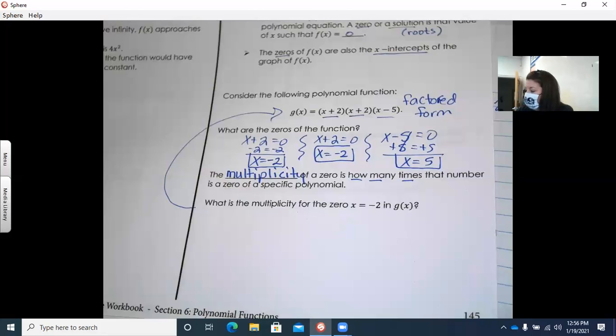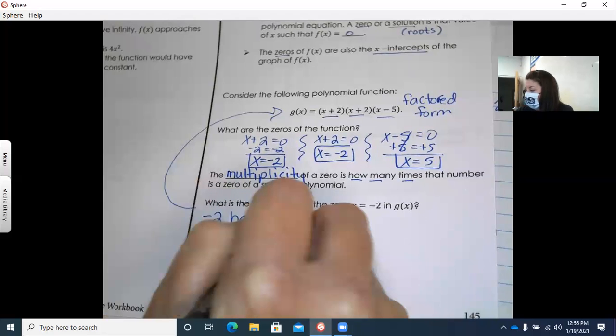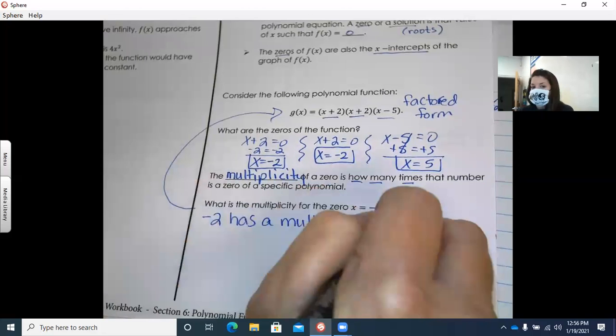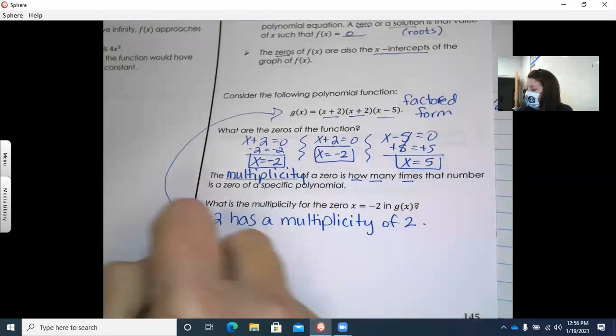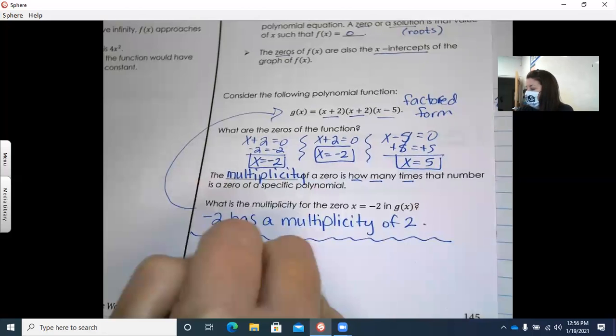So I'm going to say -2 has a multiplicity of 2. That had nothing to do with the solution being the number -2, okay? How many times did it occur? It did not ask, but just for the sake of comprehension, let's say 5 has a multiplicity of what? 1.